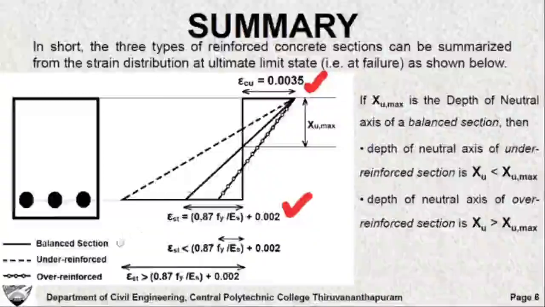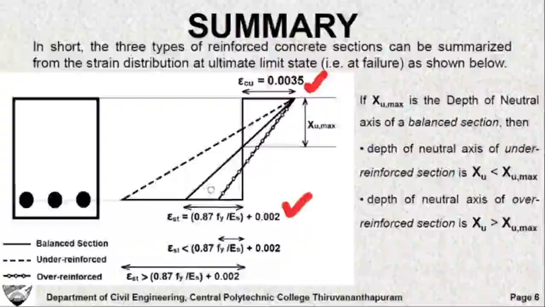Now coming to the under reinforced section, we said that when the concrete reaches its ultimate strain, the steel might have already yielded and the strain in steel might have already exceeded this epsilon st value, that is 0.87 Fy by Es plus 0.002. So such a section we call as the under reinforced section. So this represents the typical strain distribution for an under reinforced section. Generally, under reinforced section is the most preferred section.